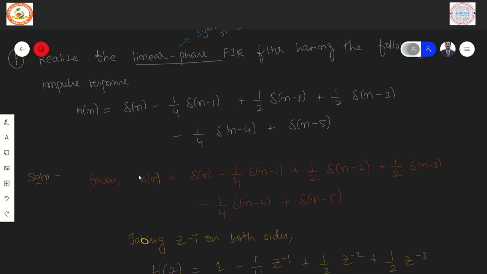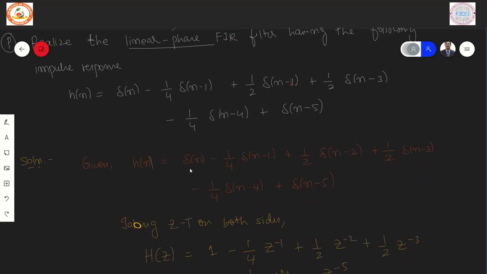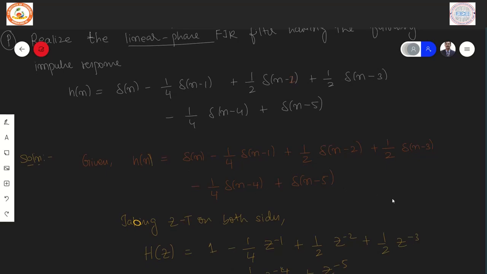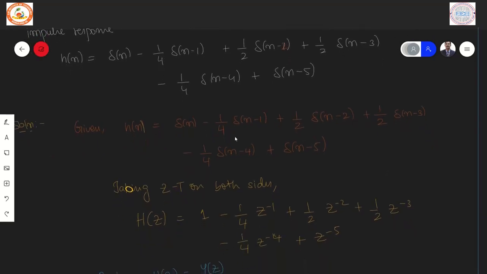First we note down what is given. Then taking the z transform on both sides, we get H of z. We know delta of n has a transform which is 1. Delta of n minus 1 is a shifted version of that. Using the time shift property, we can call it 1 into z power of minus 1. So this is the z transform of this, and similarly 1 by 2 z power of minus 2 is the z transform of 1 by 2 delta of n minus 2, plus 1 by 2 z power of minus 3 minus 1 by 4 z power of minus 4. The last term is z power of minus 5.